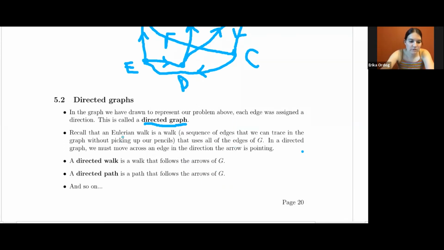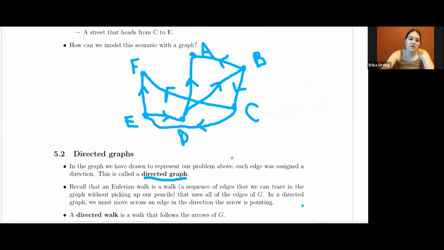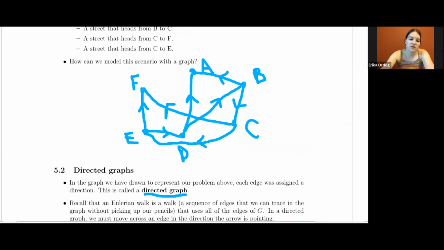So recall that an Eulerian walk is a walk, which was a sequence of distinct edges we can trace in the graph without picking up our pencils, that uses all of the edges of G. So in a directed graph, we must move across an edge in the direction the arrow is pointing. Why does this make sense? Well, we wouldn't want to do a walk going from A to B because there's no street that goes from A to B. If we're going to use up this edge, we want to go in the direction of B to A.